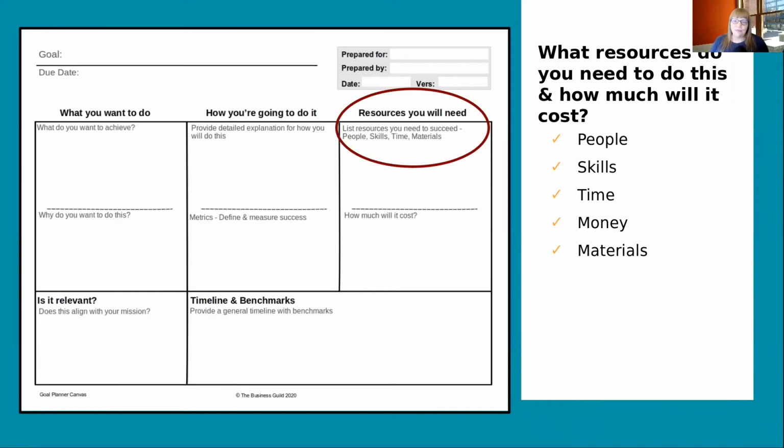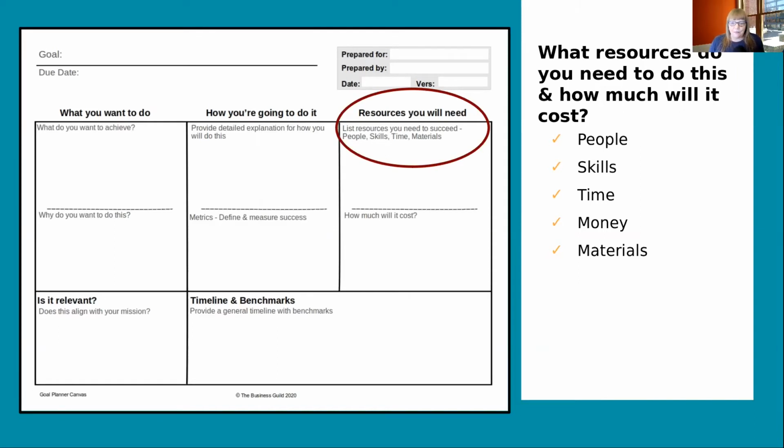Resources are probably the most overlooked part of the goal structure. We all focus on the I, what I want, what I'm going to do, how I'm going to do it, that we forget all about the components that go into achieving that goal. Things like people and skills, time and money.